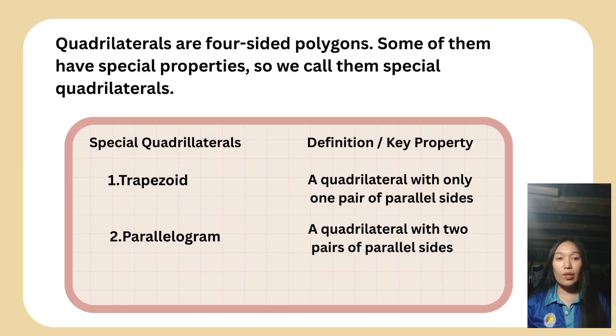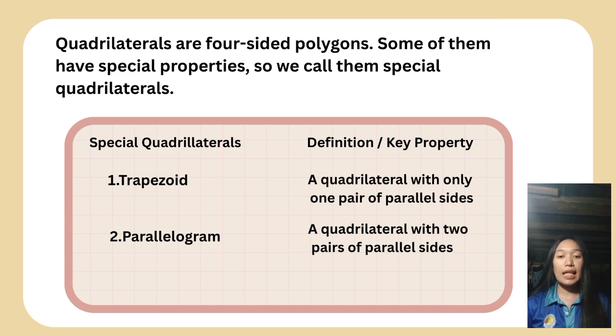Next is quadrilaterals. Quadrilaterals are four-sided polygons. Some of them have special properties, so we call them special quadrilaterals. First is trapezoid. A trapezoid is a four-sided polygon with only one pair of parallel sides. The non-parallel sides are called legs, and it can have right, isosceles, or scalene forms.